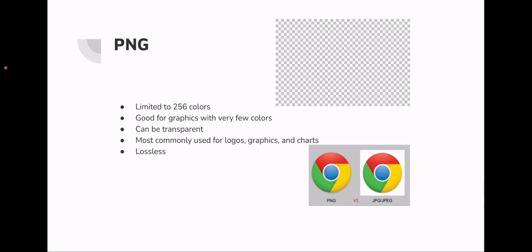PNGs are limited to 256 colors, which is a bit of a drawback, but they're good for graphics with few colors, and they can be transparent. So transparent is what's in that first top graphic there, the white and gray checkered. A good example of that is the second graphic down there. The PNG Chrome graphic doesn't have a background, so it just blends nicely with that gray background. The JPEG file, though, does have a white background, and so you see that white box around it. Like I said, they're most commonly used for logos, graphics, and charts, and they are lossless.